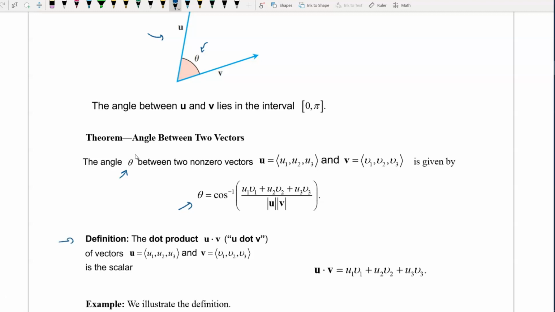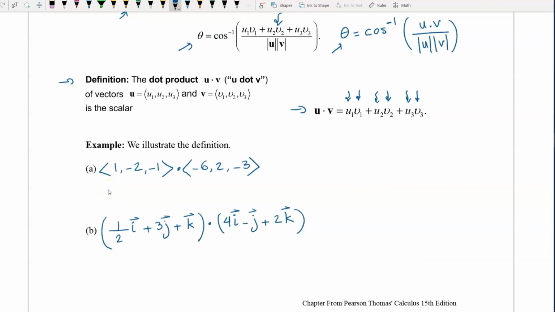And here is the definition of the dot product u times v of vectors. Here again we have these two vectors u and v, and the scalar u times v is equal to u1 times v1 plus u2 times v2 plus u3 times v3, exactly the same as what we had in the numerator. This means our theta is equal to arccosine of u times v divided by the length of u times the length of v. Now on this part we need to compute the following dot product.